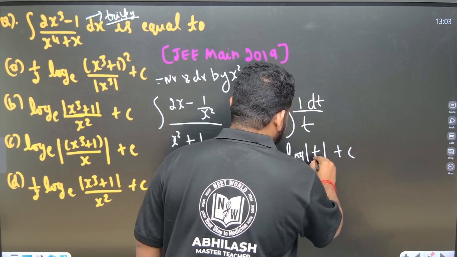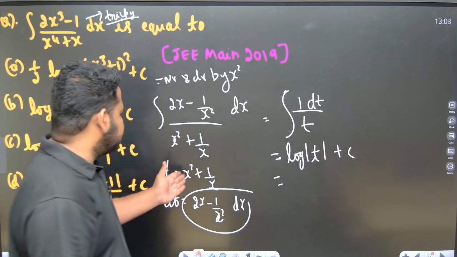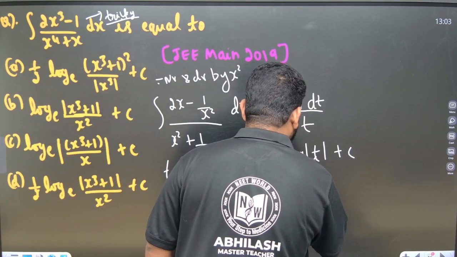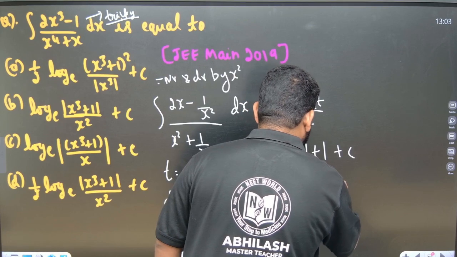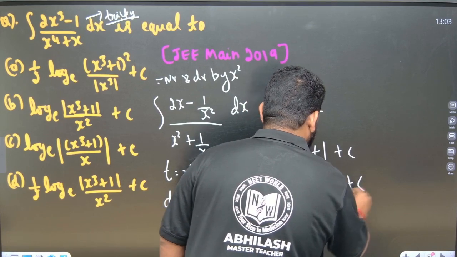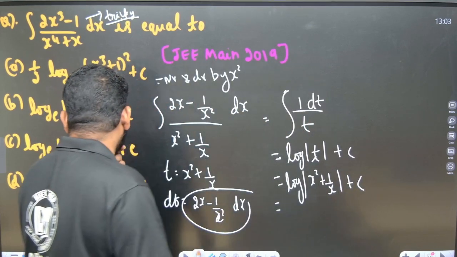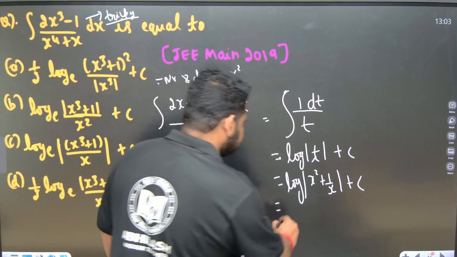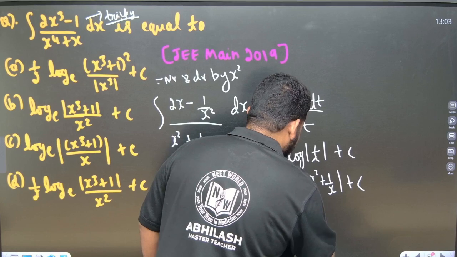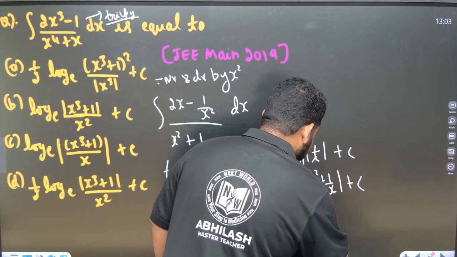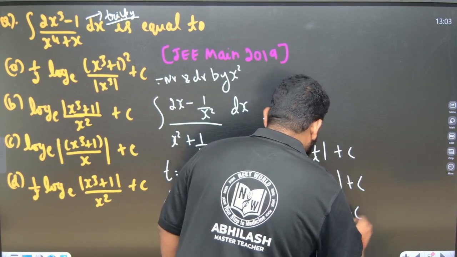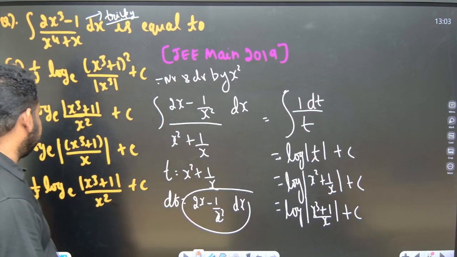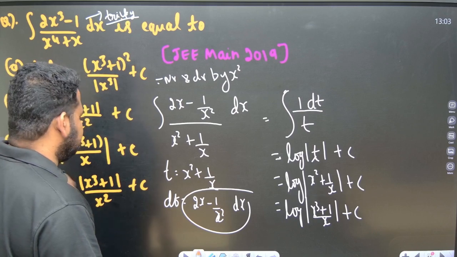So, t is nothing but x square plus 1 by x. So, this becomes log of x square plus 1 by x plus c, friends. As per this, we have to take the LCM because they have taken the LCM in all the options. Let me take the LCM. So, this becomes log of mod x cube plus 1 by x plus c. Which is the option? That is log of x cube plus 1 by x plus c.